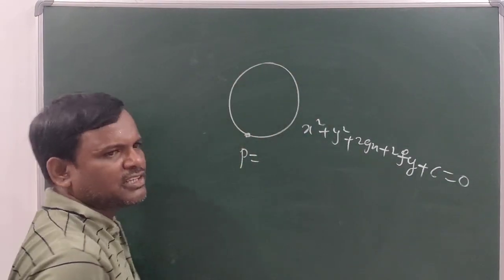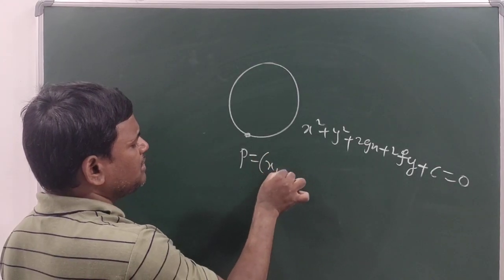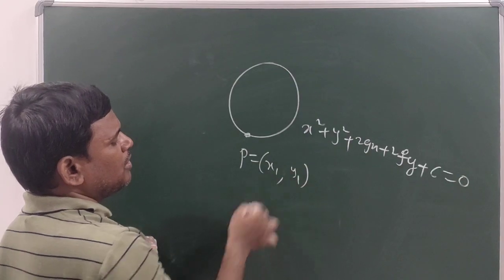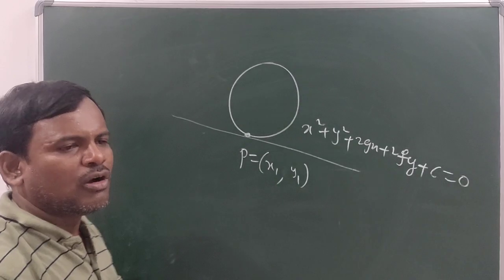See here, one point on the circle is given. Actually, infinitely many points are there, and at every point you can draw one tangent. Now one of the points is given, x1 comma y1, where you have to draw the tangent whose equation we want. How do you do it?